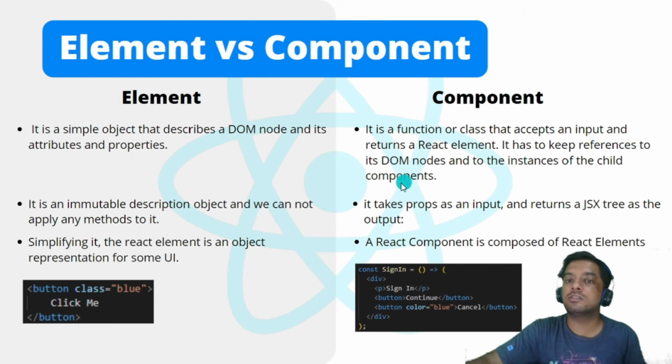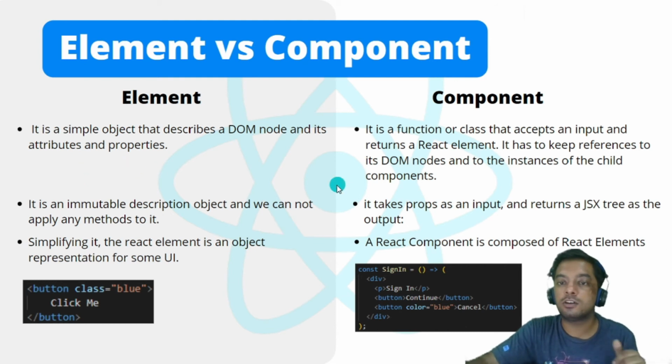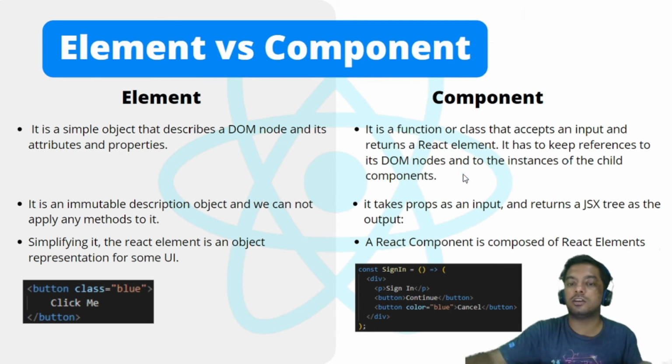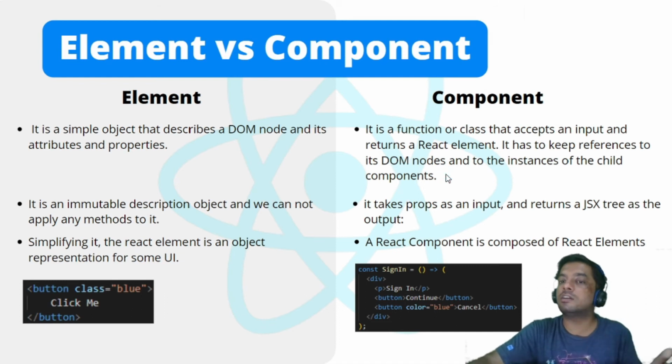It has to keep references to its DOM nodes and to the instances of the child components. Next, an element is an immutable description object and we cannot apply methods to it. But a component takes props as an input and returns a JSX tree as output. See, it's returning a tree. Why? Because inside the single element that we're returning, there could be multiple nested elements as well. Here, inside the div, we see a paragraph tag and two buttons. So it's returning a tree.